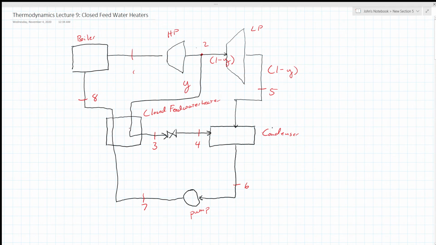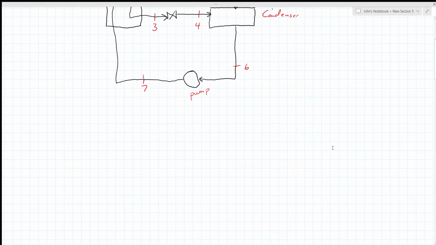But again, this heat exchange is between the steam and the water about to go into the boiler, and there is no heat exchange with the surroundings, only between the two fluids, and the fluids do not meet. That is the difference between a closed feed water heater and an open feed water heater.